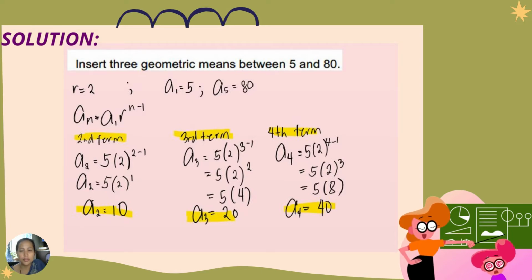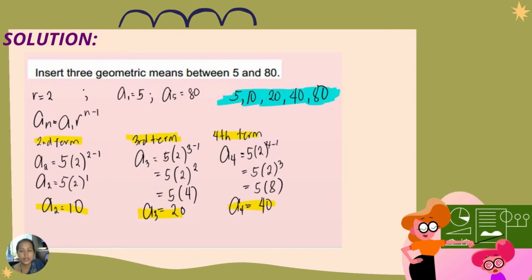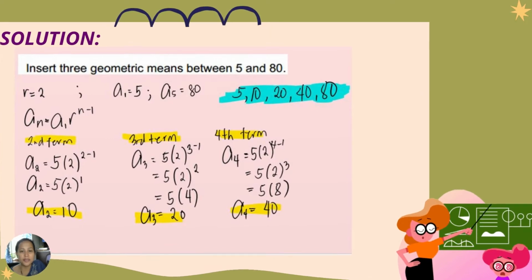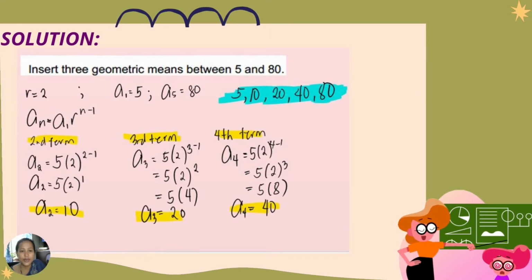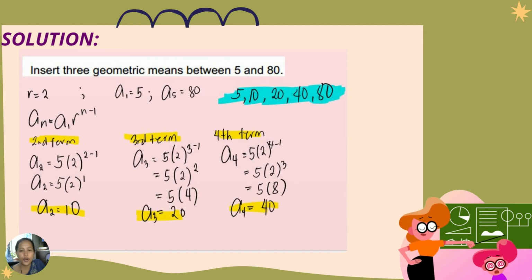And for our fourth term, a sub 1 is 5 times our common ratio 2 raised to n minus 1, which is 4 minus 1. Again, remember your PEMDAS. So that is 2 raised to 3 is 8 times 5 will give us 40 for our fourth term. Now we have our three geometric means between 5 and 80. We have 10, 20, and 40. And our geometric sequence is 5, 10, 20, 40, and 80.